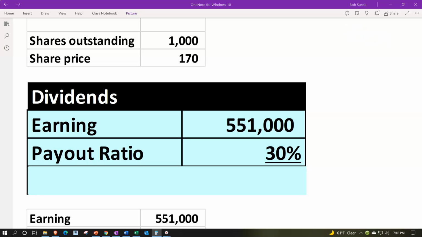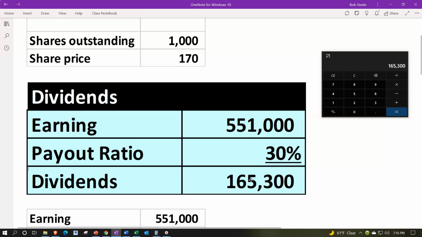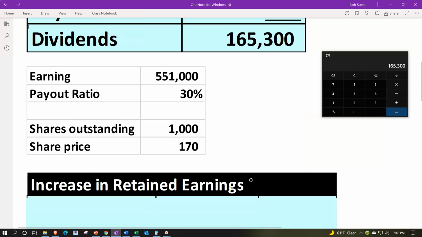If we go ahead and calculate that here, let's bring on the trusty calculator. 551,000 times 0.3, that's going to give us the 165,300. Then we can think about the increase in retained earnings because, of course, the amount that wasn't paid out is going to be retained in the format of retained earnings, increasing the amount of the retained earnings on the balance sheet. Remember, this is not the calculation for the ending retained earnings.